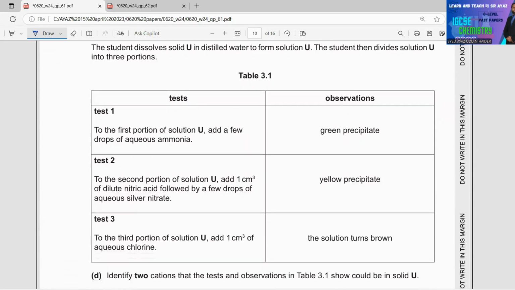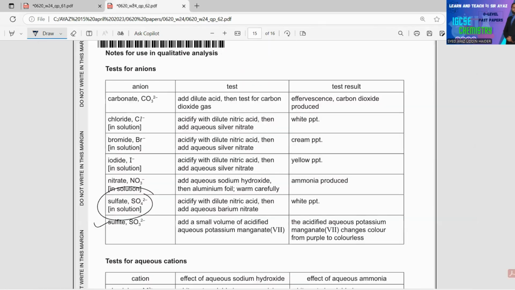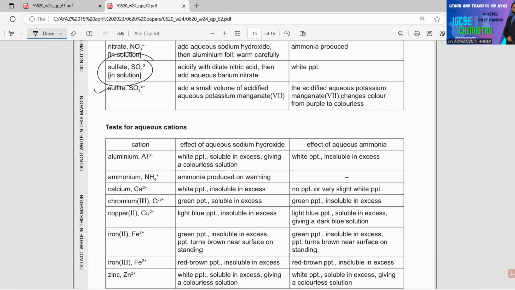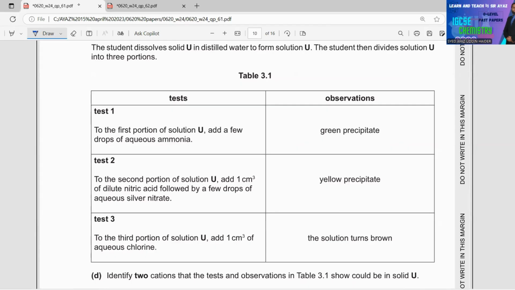Test 1. To the first portion of solution, you add a few drops of aqueous ammonia. Observations. Green precipitate. It must be the test for the cations. If you look at the test for the cations, the test is with aqueous sodium hydroxide and with aqueous ammonia. And they are saying green precipitate. So green precipitate means it can either have chromium 3+ or Fe2+. Both will give green precipitates. I'll write here Fe2+ or Cr3+.